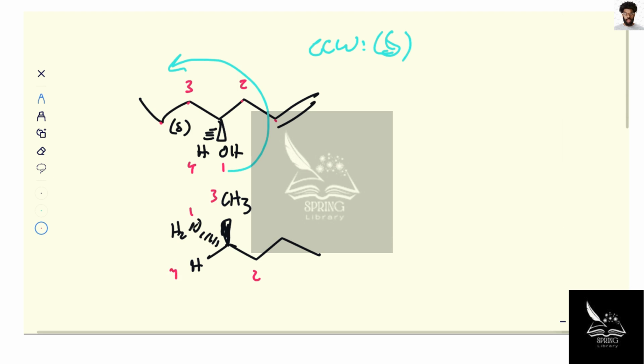Okay. Connect the most priority to the least, going through the second most, and that is counterclockwise. But this time, the lowest priority substituent, hydrogen, is not in the back. It's not on a dash. So counterclockwise corresponds to R. And this one is R.